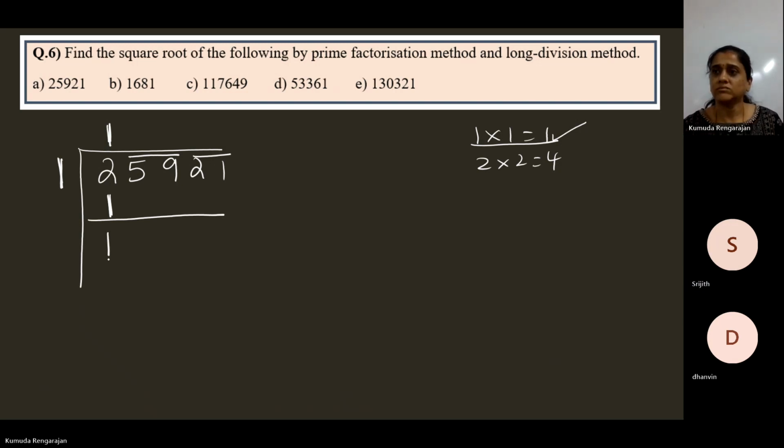Ma'am, the answer is 161, ma'am. 161. Is that right, ma'am? 161, huh? Okay. With a calculator or you worked it? Ma'am, I worked it, ma'am. Okay, send the image on WhatsApp. Okay, ma'am. Yeah, correct. 321.